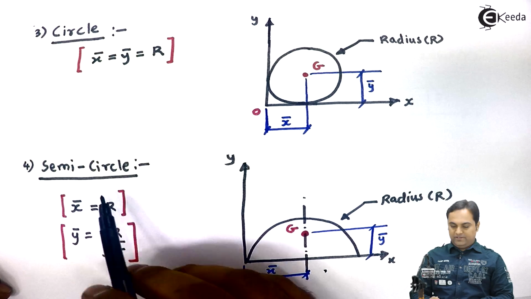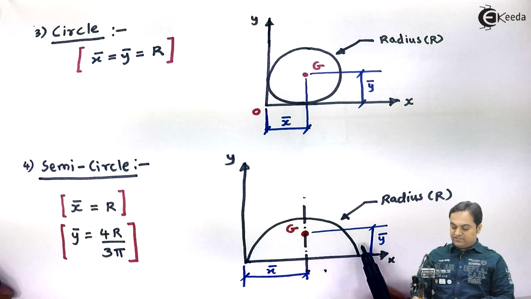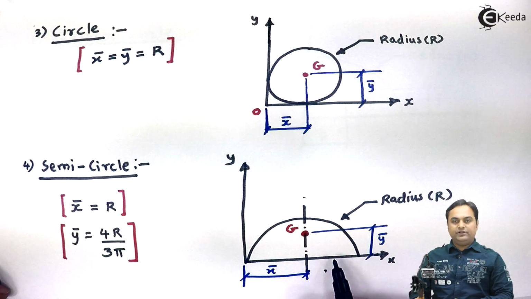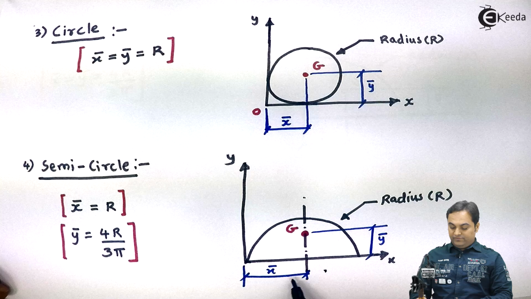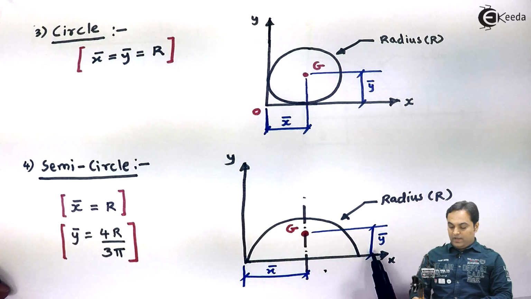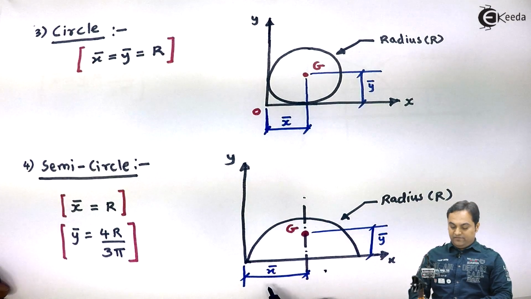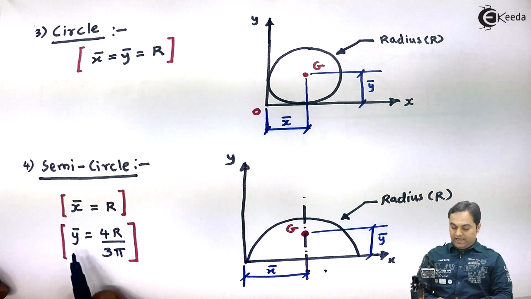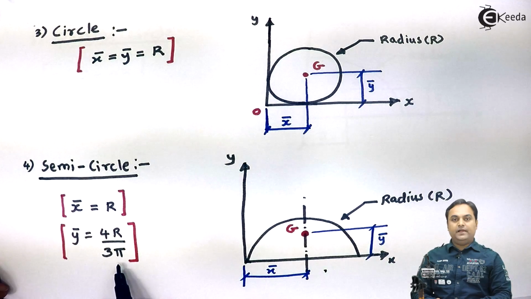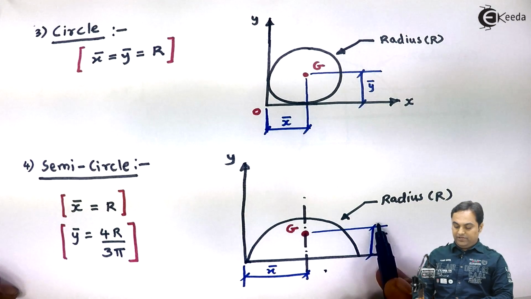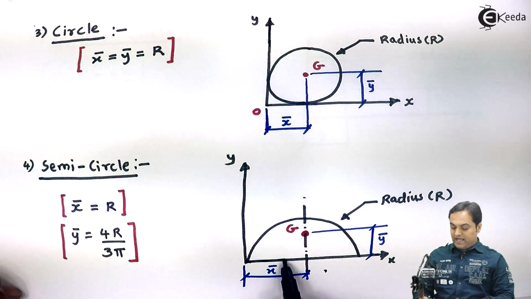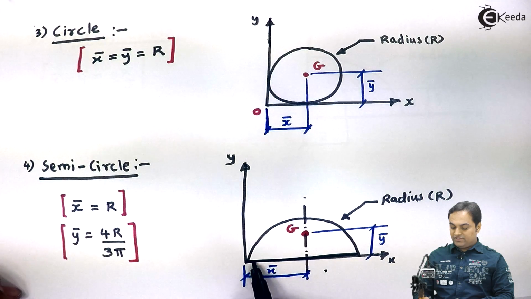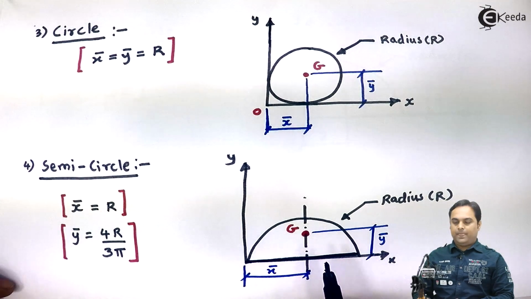If we have a semicircle and it is placed in such a way as shown in the figure here, then the centroid would be located by x bar with respect to the y axis and y bar with respect to the x axis, where the x bar value is equal to the radius of the semicircle and the y bar value is 4r upon 3 pi. Remember, this 4r upon 3 pi value is with respect to the diameter of the semicircle. We have to be careful, because if the position is changed, then the y bar value will change.